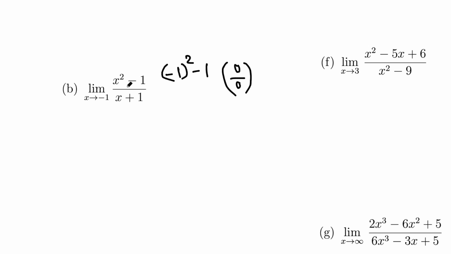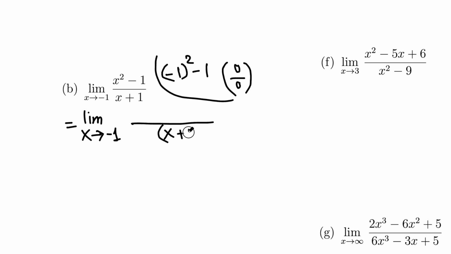Same as part A. We need to factor the top, factor the bottom. The bottom is already factored. Cross out the common factor. Then plug in. So the limit as x goes to negative 1 of, on the bottom, x plus 1. On the top, let's factor this. That is x plus 1, x minus 1. The x plus 1 cancels. Okay, now plug in x equals negative 1. So here is negative 1 minus 1. Negative 1 minus 1, that's negative 2.